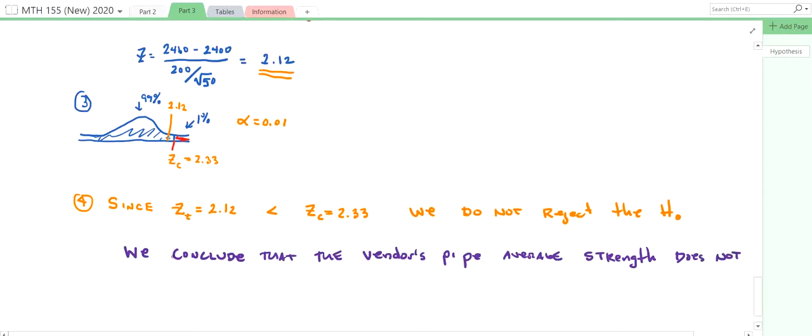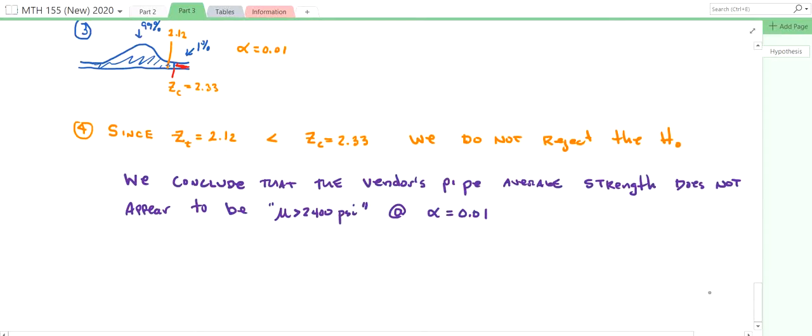does not appear to be a situation where mu is greater than 2400 psi. And we did this at an alpha equal to 0.01. So at a level of significance of 0.01, we conclude that the vendor's pipe's average strength does not appear to be greater than 2400 psi. So we don't buy that pipe.